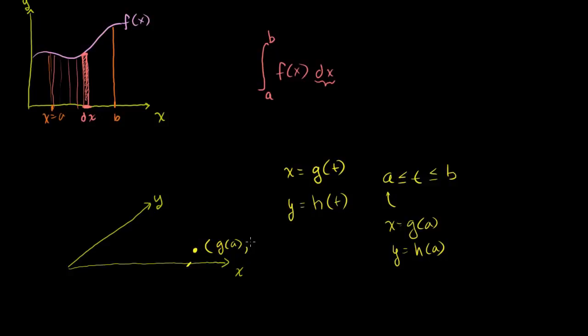And then our y coordinate is going to be h of a. Right? You just put t is equal to a in each of these equations, and then you get a value for x and y. So this coordinate right here would be h of a. And then you would keep incrementing t larger and larger until you get to b.